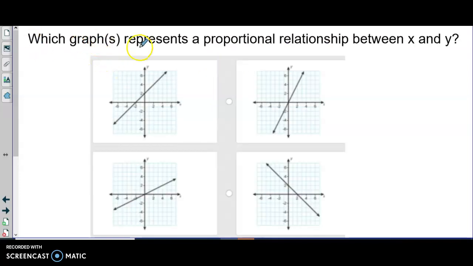Which graph or graphs represent a proportional relationship between x and y? So I kind of mentioned this earlier, but if it's going to be proportional between x and y, it has to go through 0, 0. It has to go through the origin. So this one goes through 0, 0, and this one goes through 0, 0. The others do not. Notice here it crosses at 2, here it crosses at 2, so those are not proportional. These are the ones that would be proportional because they go through 0, 0.